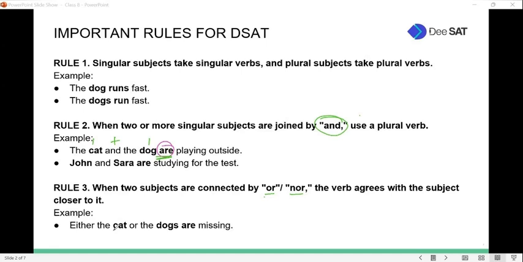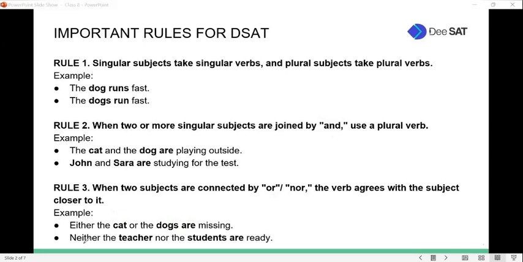For example, cat or dogs. Now cat is singular and dogs is plural. But my verb agrees with the form that is closer to it instead of going with the form that cat said. So are is in agreement with the dogs, the plural one, and not the cat. So whenever two things are joined using or and nor, in such a case, your verb will agree with the subject that is closer to it.